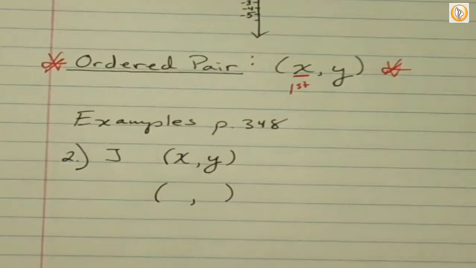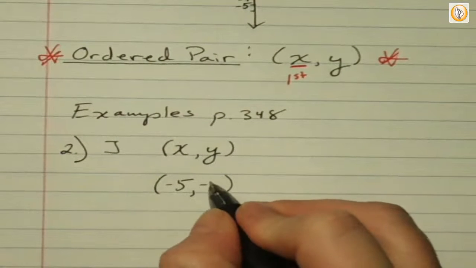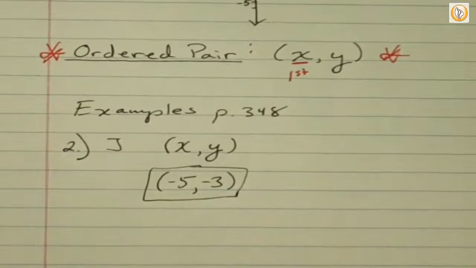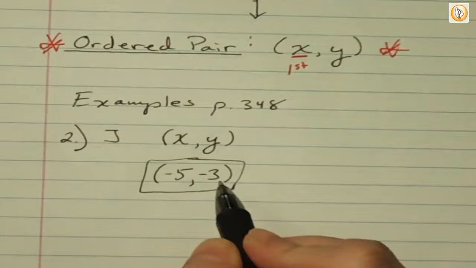So, number 2, J. Find J on that Cartesian plane on the right there. And then raise your hand when you have found the ordered pair. Kelly? Negative 5 and negative 3. That is correct. Very good. That's your X and that's your Y.